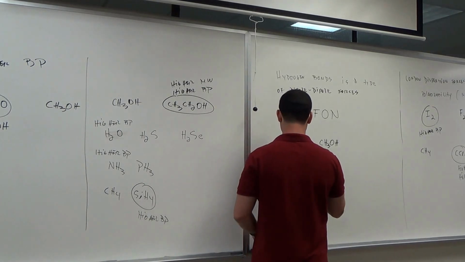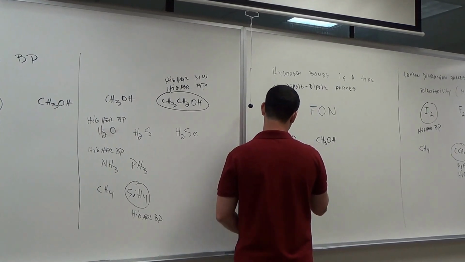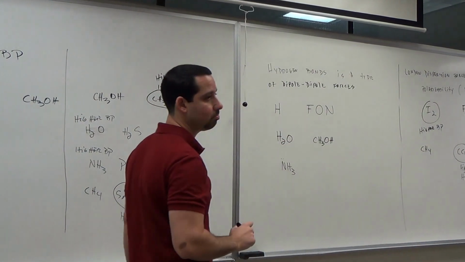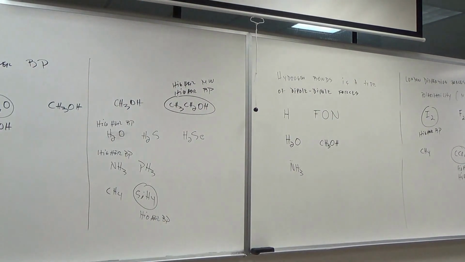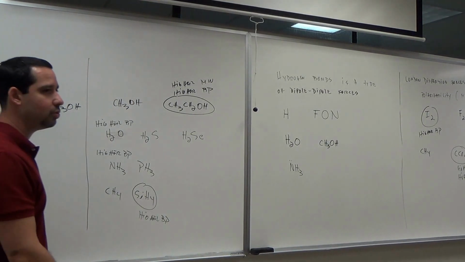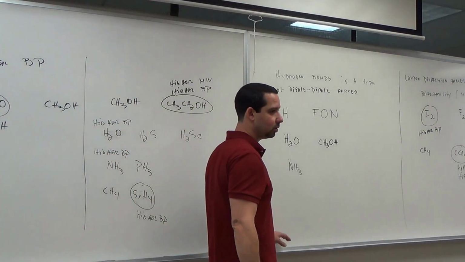Question. Why doesn't chlorine make hydrogen bonds if it's the same electronegativity as nitrogen? Because it doesn't have the lone pairs to use. Chlorine makes one bond to one.